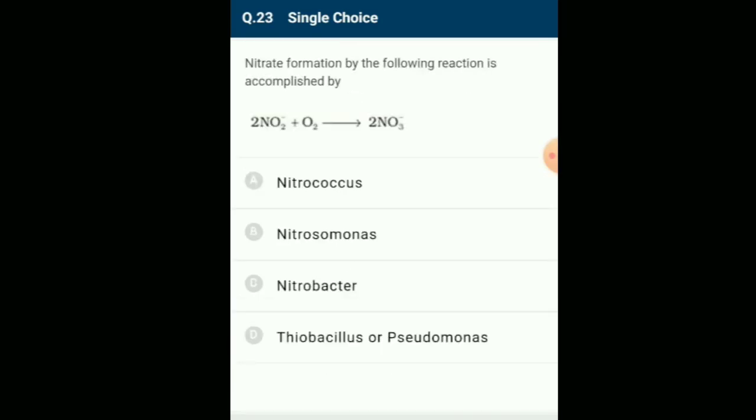Question number 23. Nitrate formation by the following reaction is accomplished by... The reaction is oxidation of nitrite into nitrate. This reaction is catalyzed by the bacteria Nitrobacter. Nitrosomonas and Nitrococcus are responsible for the conversion of ammonia to nitrite. Thiobacillus and Pseudomonas are responsible for the denitrification process. So the answer for this question is option C, Nitrobacter.